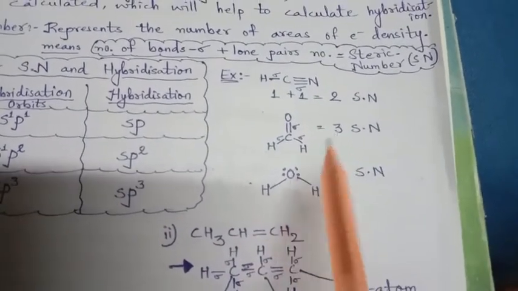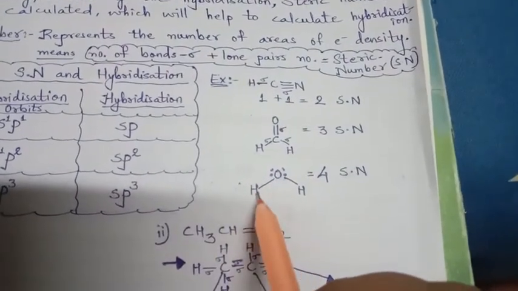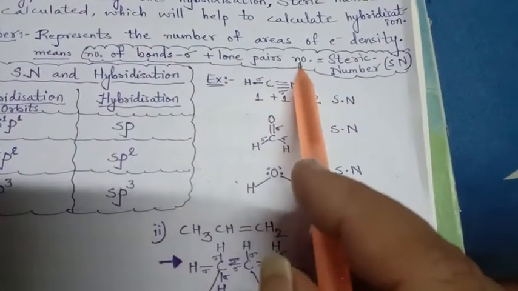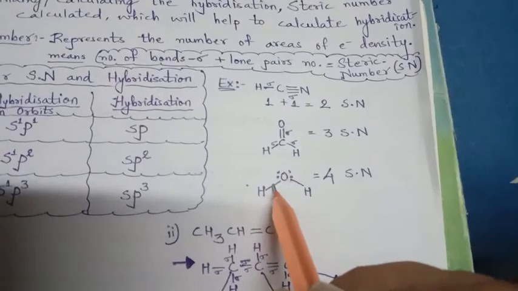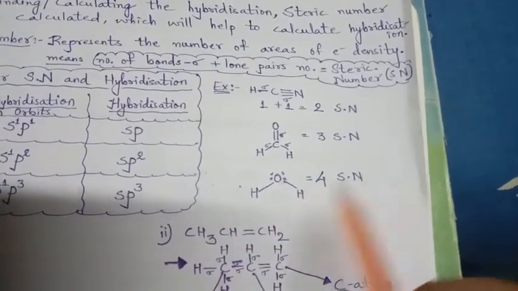And here you see, according to this formula, sigma bonds: 1 sigma, another sigma, 2 sigma bonds, and the lone pairs number. How many pairs? This is 1 lone pair, this is another. So total 2 sigma plus 2 lone pairs, that is steric number 4.